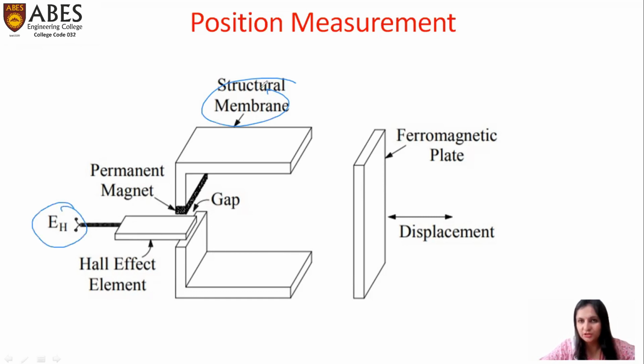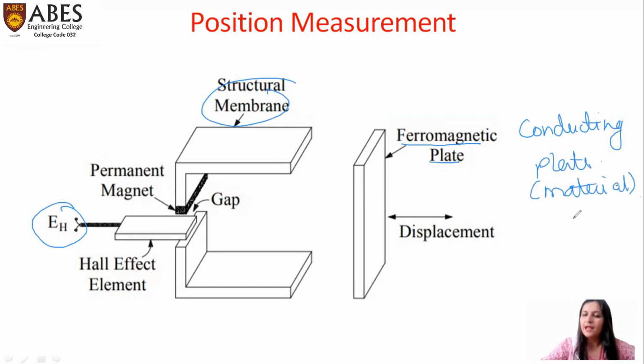Now, when we need to measure the position, what we need to do is take a ferromagnetic plate, or again we can say a conducting material plate. And we will be changing the position of this conducting plate or ferromagnetic plate. The position change is known as displacement. Whenever we are displacing the position of this ferromagnetic plate either to the inside of the Hall effect sensor or away from the Hall effect sensor, there will be a change in the EMF produced.